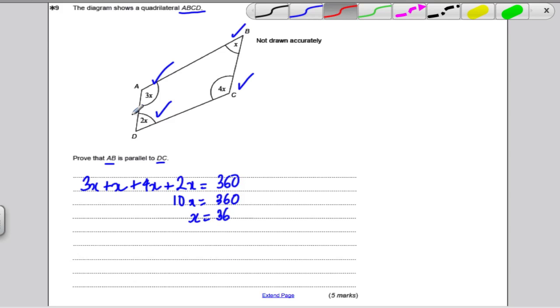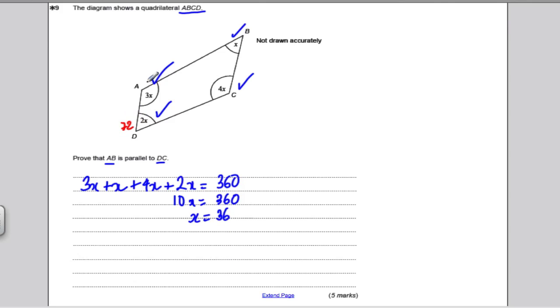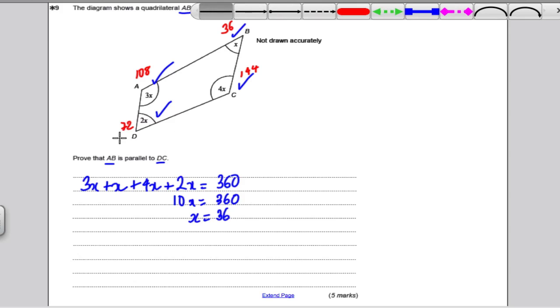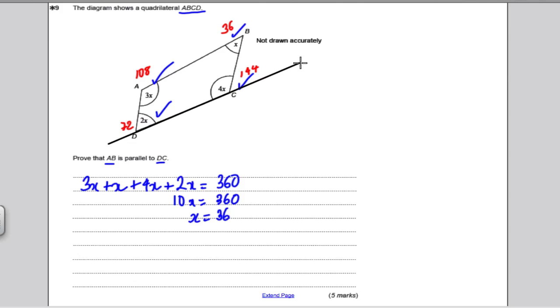So now we can go in and write these angles. This angle here must be 72. This angle here must be 3 times 36, which is 108. This angle here must be 36, and this angle here must be 4 times 36, which is equal to 144. Now, I'm just going to draw a quick line in here. If I extended, I want to put DC and extended AB like that.